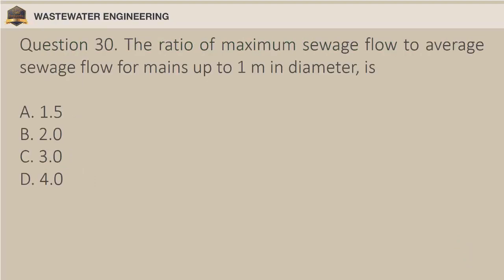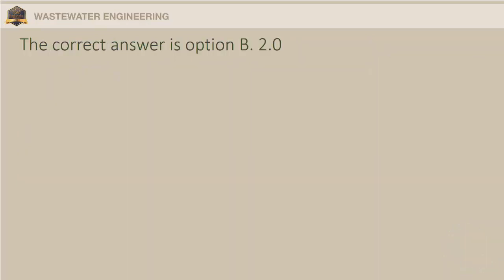Question 30. The ratio of maximum sewage flow to average sewage flow for mains up to 1 meter in diameter is A. 1.5. B. 2.0. C. 3.0. D. 4.0. The correct answer is option B. 2.0.